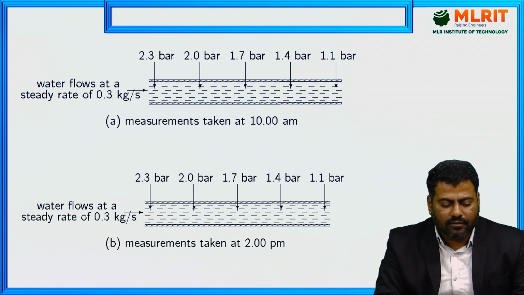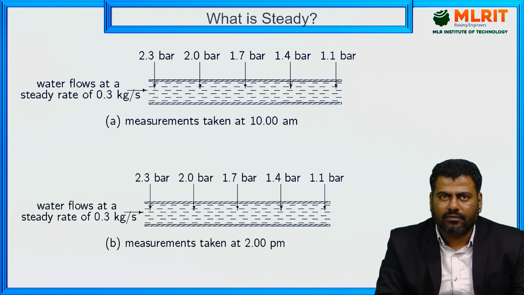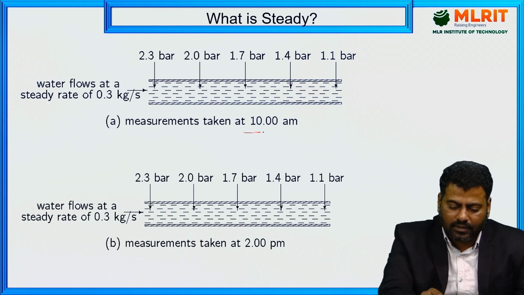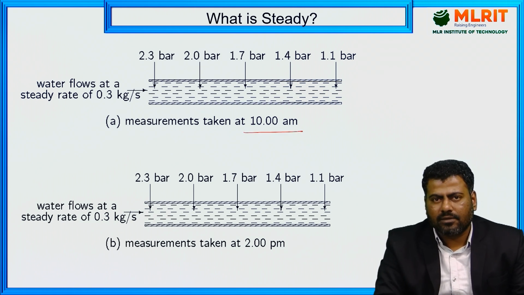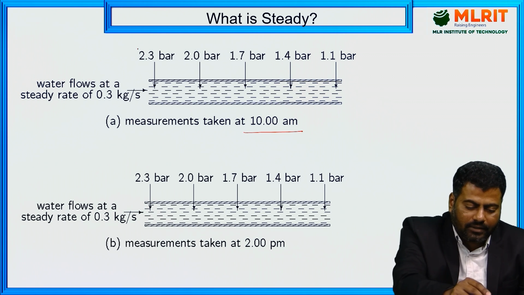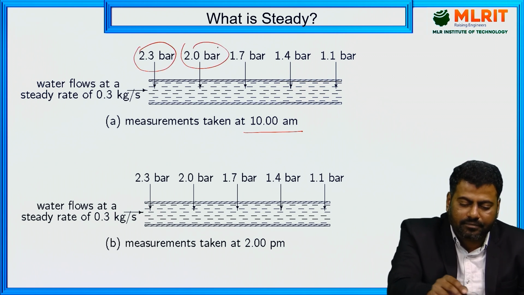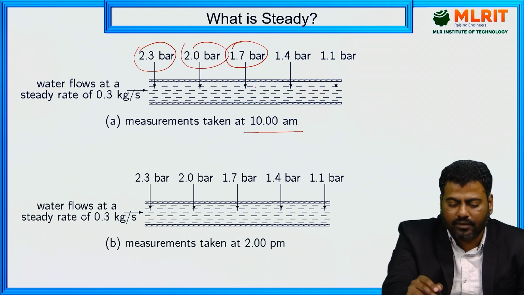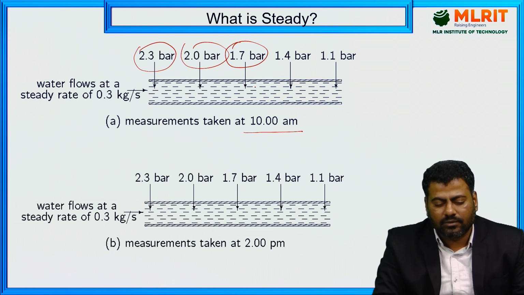With respect to the thermodynamic property, we have taken a good example as the first one. With respect to the time taken, during 10 a.m. I have measured this pipeline at different points. I have measured the different pressures, P1, P2, at points 1, 2, 3, 4 and 5. These are the examples that we have given, right?